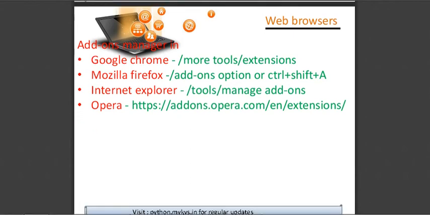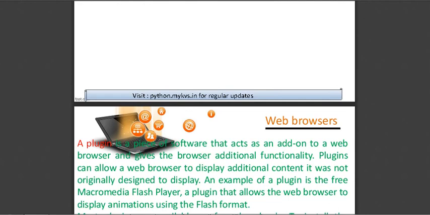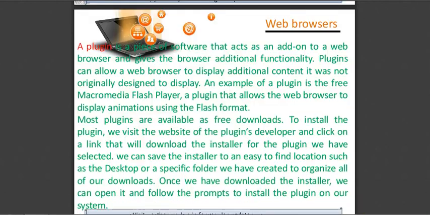Now we are going to another part of it. What is a plugin? A plugin is a piece of software that acts as an add-on to a web browser and gives the browser additional functionality, like Adobe Player. Adobe Player is an add-on, or a plugin, with which some videos can be played. Plugins can allow a web browser to display additional content it was not originally designed to display.